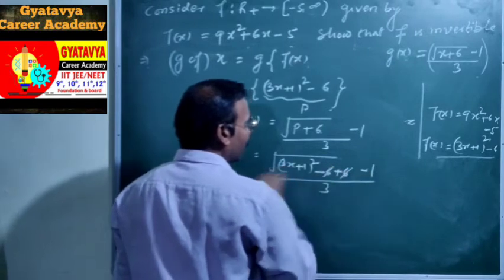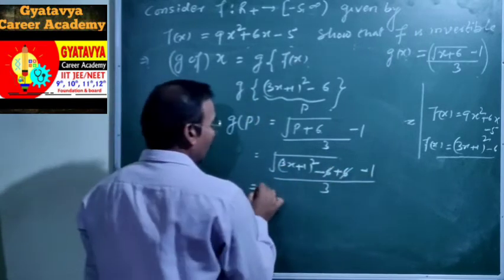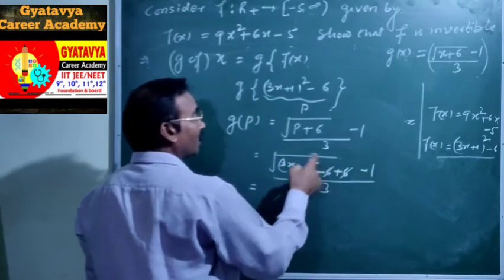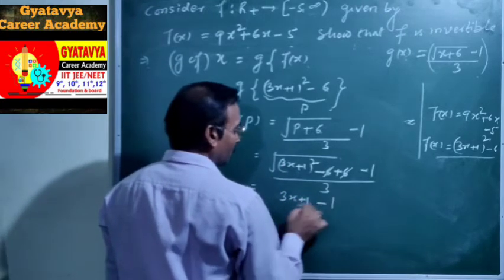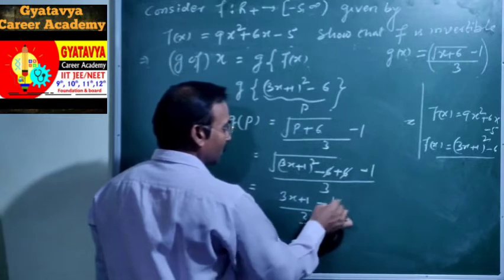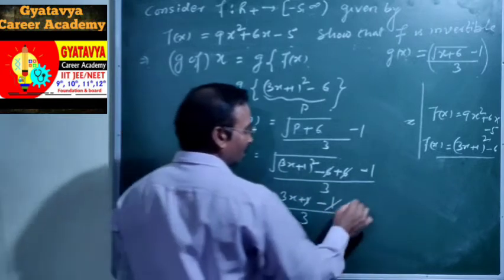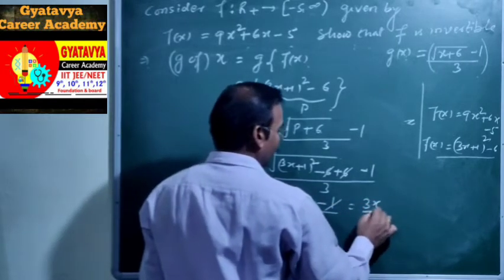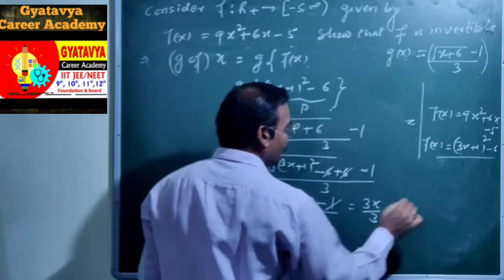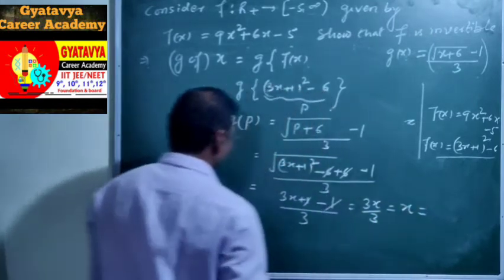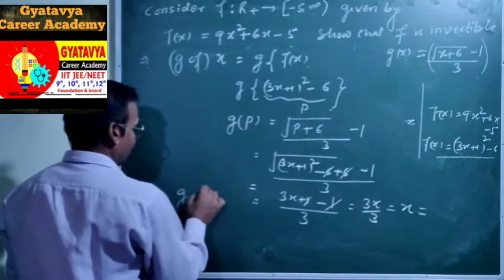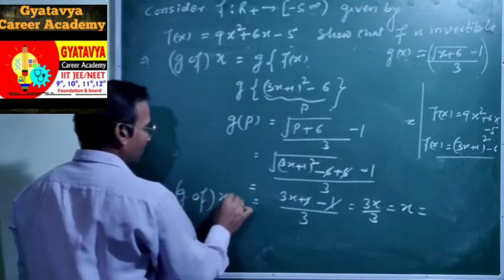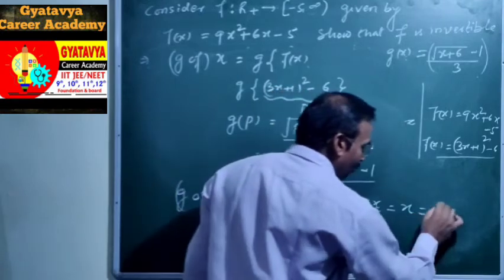This minus 6 and plus 6 cancel out. Now the root of (3x plus 1) whole square is 3x plus 1, so this will be 3x plus 1 minus 1, whole divided by 3. This minus 1 and plus 1 cancel out. Now 3x by 3 will equal x. This is the identity function, and this is the value of g of x. This will equal I_A.